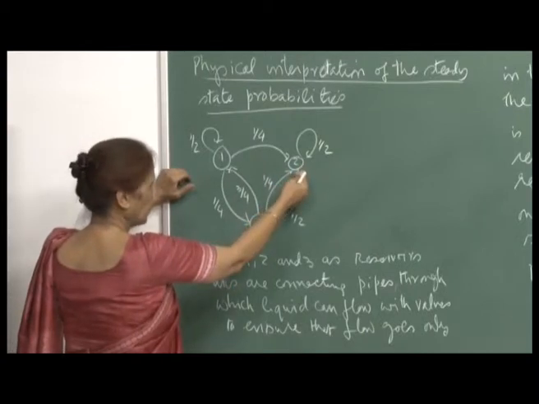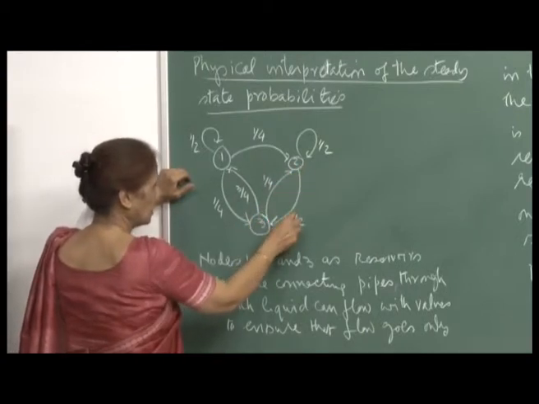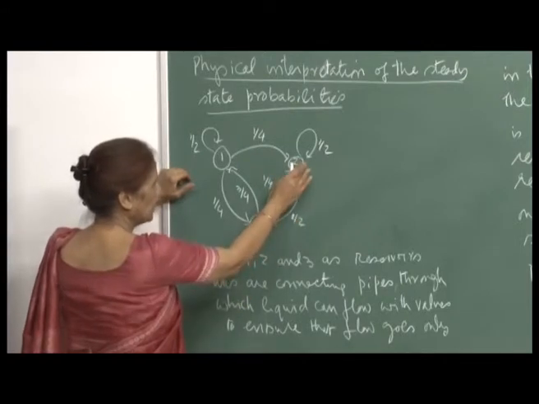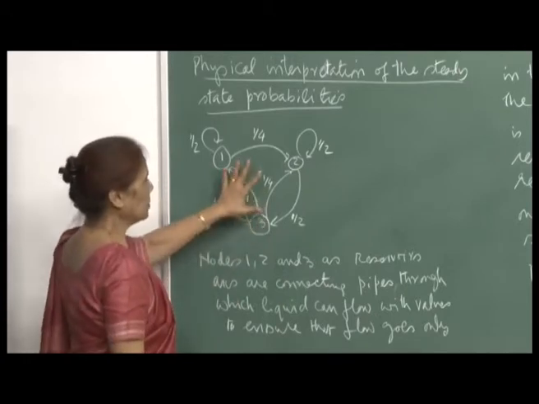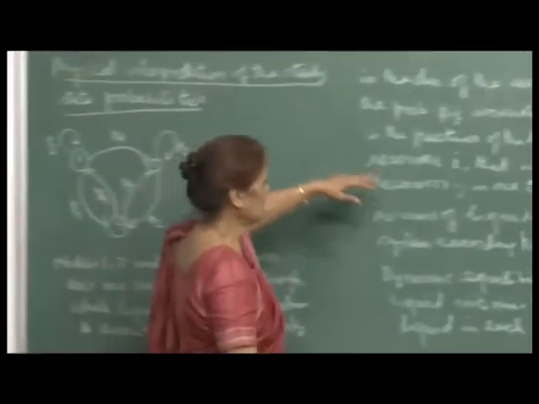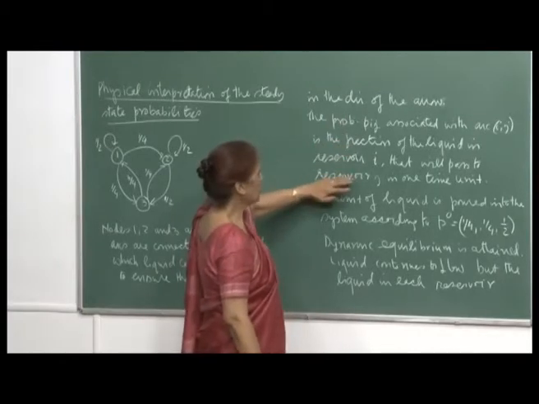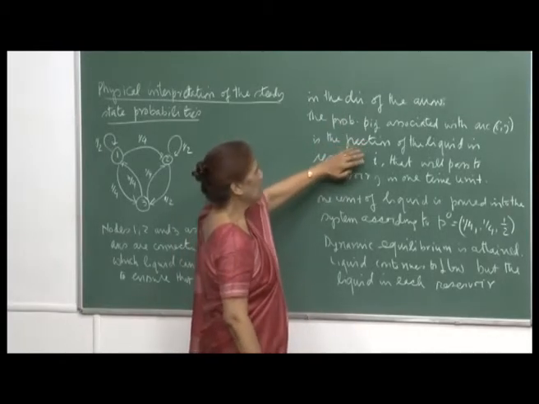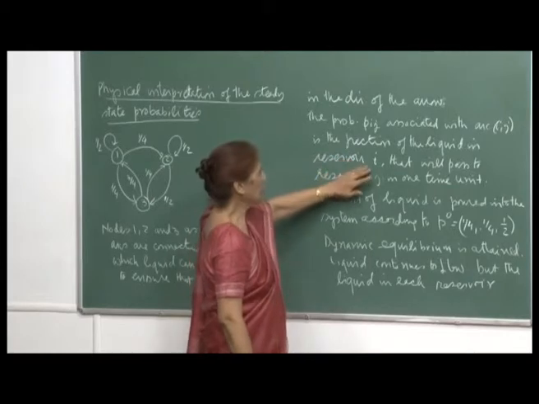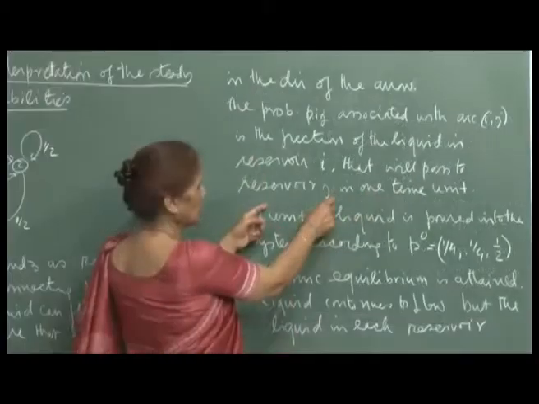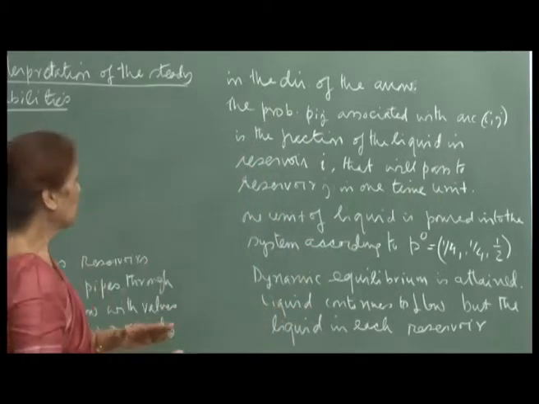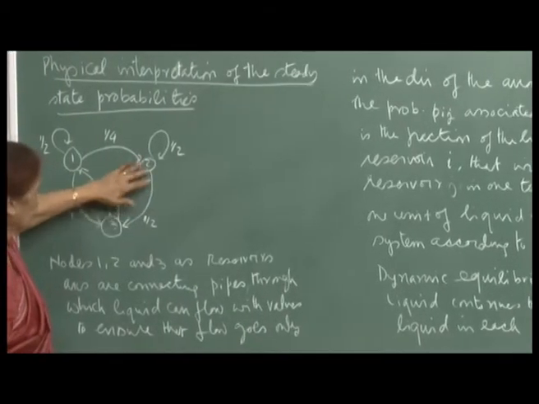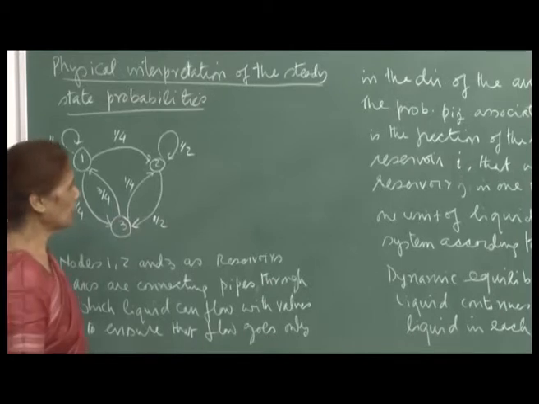Similarly, if you look at 2 to 3, then it is half the liquid which is there in reservoir 2 that will be sent from 2 to 3, and so on. So, these probabilities can be interpreted as the fraction of the liquid in a reservoir. Pij is the fraction of the liquid in reservoir i that will pass to reservoir j in 1 unit time. So, it will take 1 unit of time for half the flow from here to go from 2 to 3, because the probability is half.